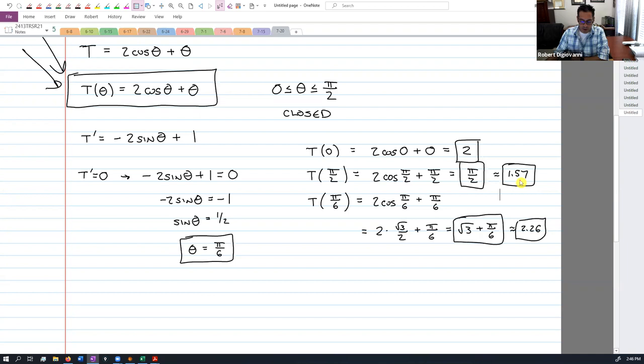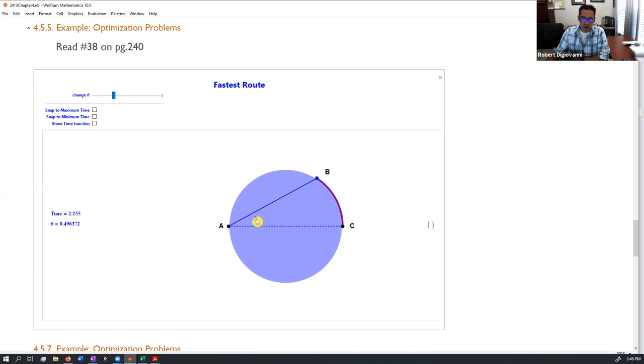What did we plug in to get 1.57? Pi over two, right? So in our picture, remember the angle is this right here. In order to get the shortest time, it needs to be pi over two. Go ahead. What does that mean? Straight up would be pi over two, right? This angle right here would be pi over two. So what is that telling us that she needs to do?